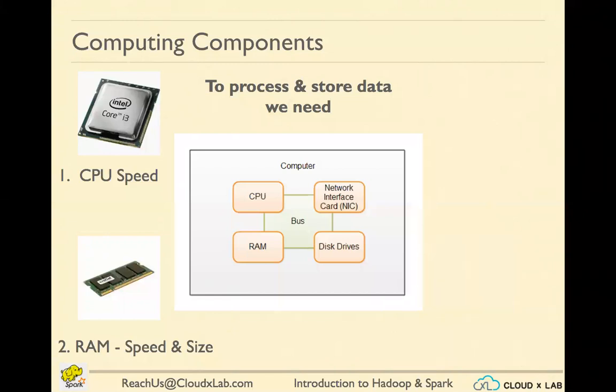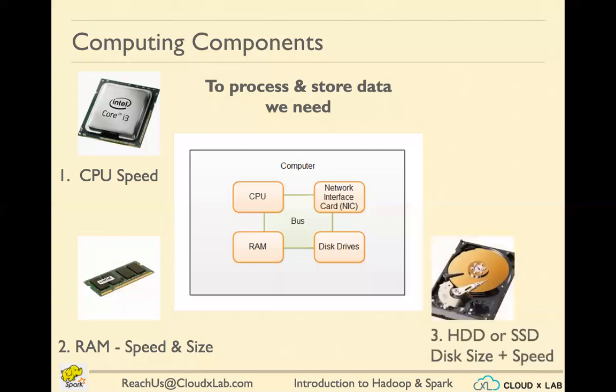The RAM has two characteristics: speed and size. The faster the RAM, the better it is. The bigger the RAM, the better it is, right? But the problem with the RAM is that it's too costly, and RAMs are not available beyond a few gigabytes. Therefore, you cannot afford to load terabytes of data in the RAM.